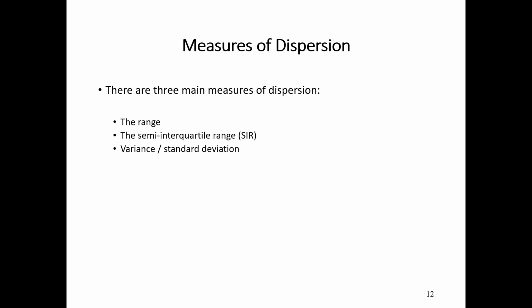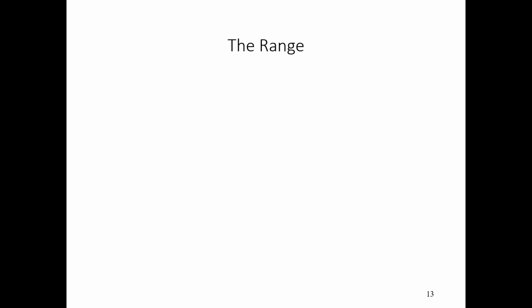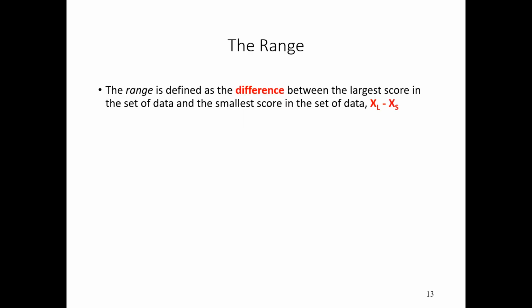Now range, we try to understand this range. The range is defined as the difference between the largest score in the set of data and the smallest score in the data set. So XL is the largest value, the hemoglobin level, let us say 19 is the highest, and minimum is, let us say, 5. So the difference between these two, 19 minus 5, that is 14. This is the range.